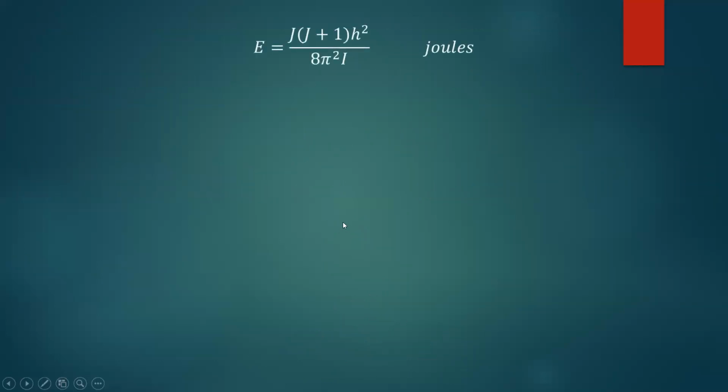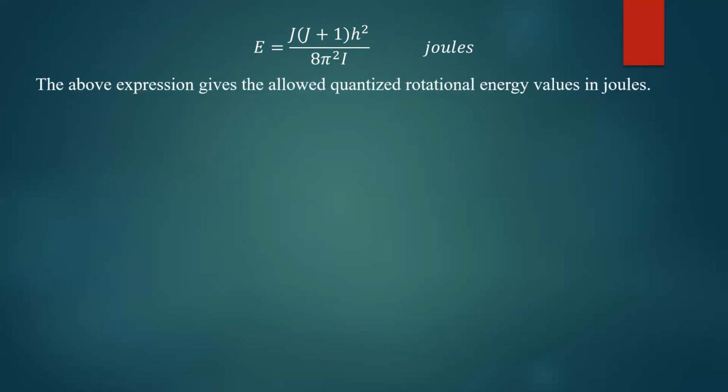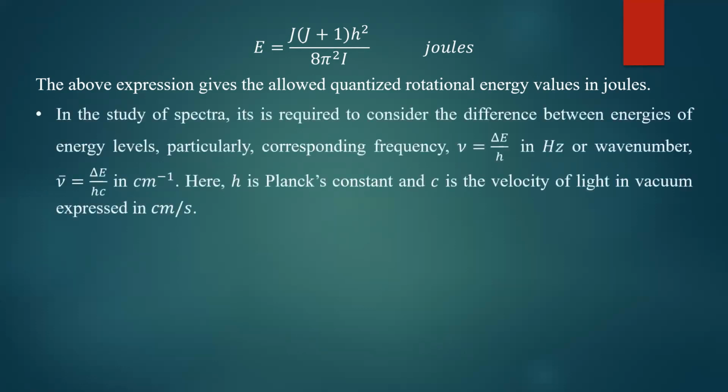But basically, the energy in spectroscopy is expressed in terms of centimeter inverse, that is in wave number units. This expression gives the allowed quantized rotational energy levels in joules. Now we have to express this in terms of the wave number unit. In the study of spectra, it is required to consider the difference between energies of energy levels, particularly the corresponding frequency nu is equal to delta E by H in hertz or wave number unit.